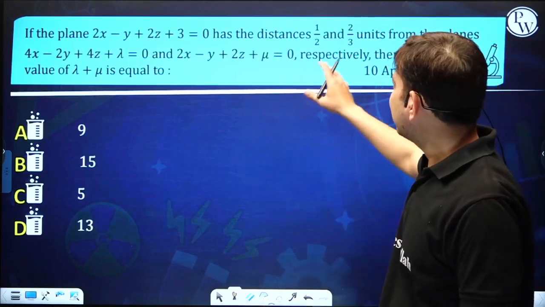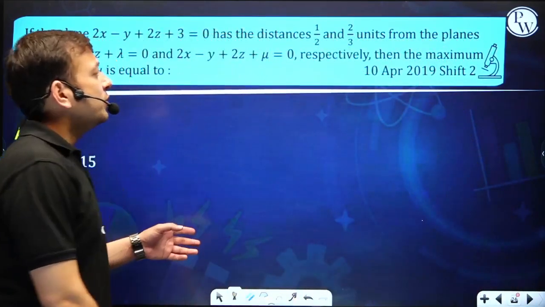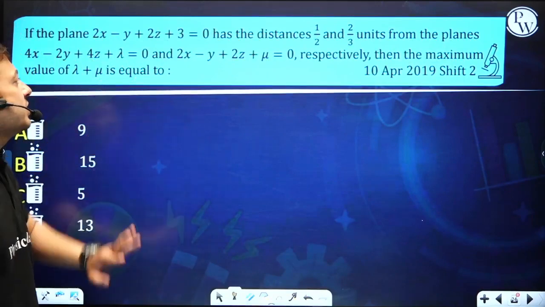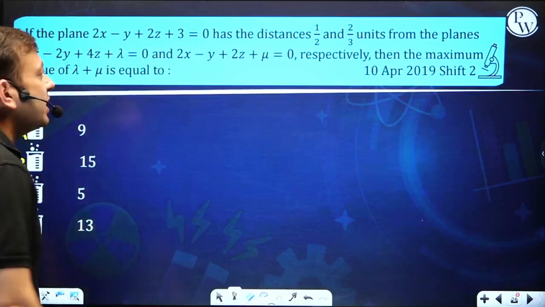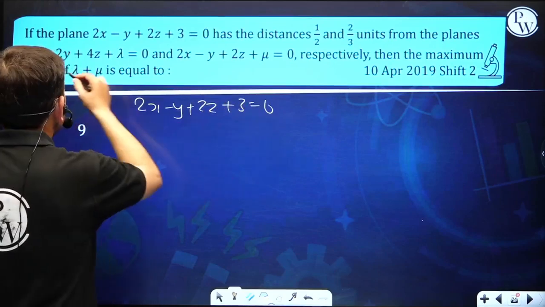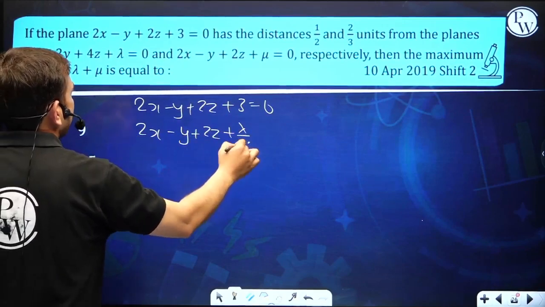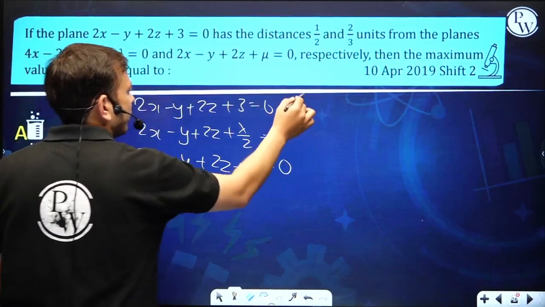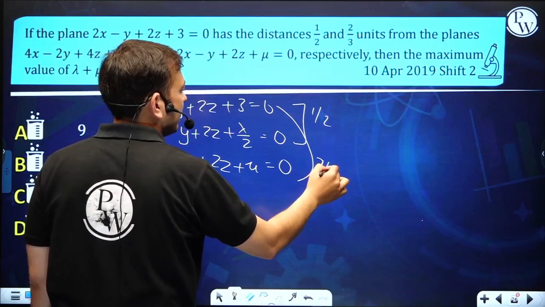If the plane has the distance this and this units from the planes. Sir, the plane has the distances 1 by 2 and 2 by 3 units from the planes this and this respectively. Now you can see that 2x minus y, 2z, same thing here if you divide by 2. So they are parallel planes. In this, if you divide by 2, this is 2x minus y plus 2z plus lambda by 2. This is 2x minus y plus 2z plus mu. Distance between these two is half. Distance between these two is 2 by 3.